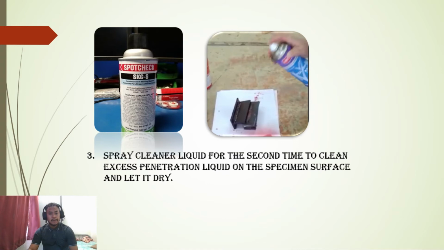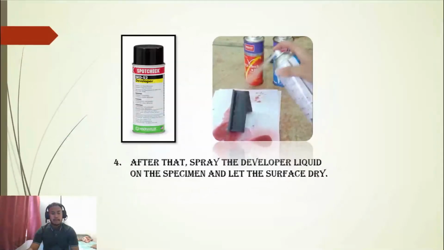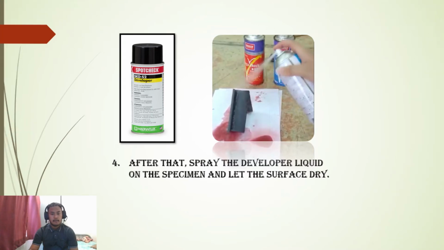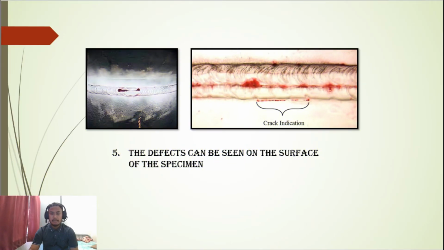For the third step, we are going to spray the cleaner liquid again for the second time to clean the excess penetration liquid on the specimen surface and let it dry. As you can see in the picture, there is a cleaner liquid. After that, we are going to spray the developer liquid on the specimen and let the surface of the specimen dry. Lastly, the defect can be seen on the surface of the specimen after we spray all the liquid and let the specimen dry. For example, we can see in the picture the crack indication.